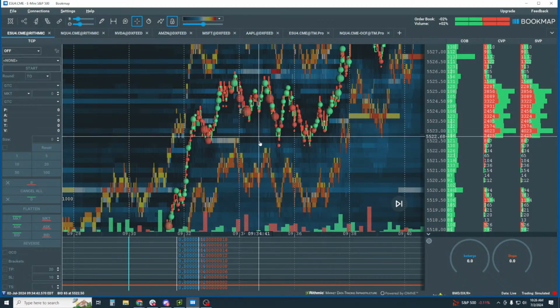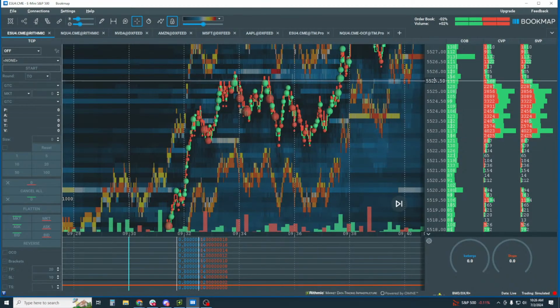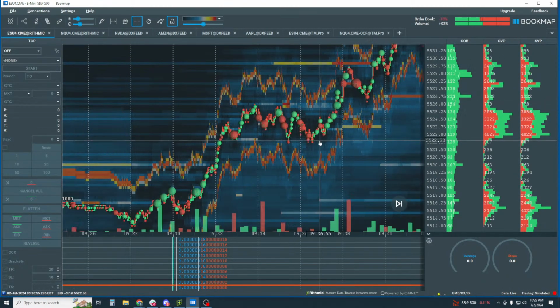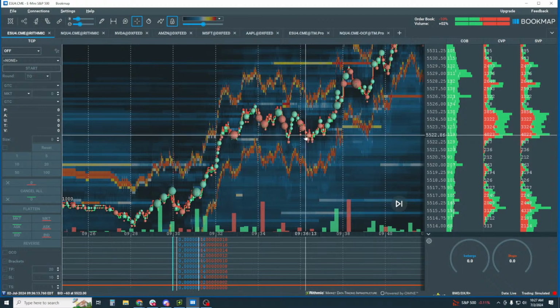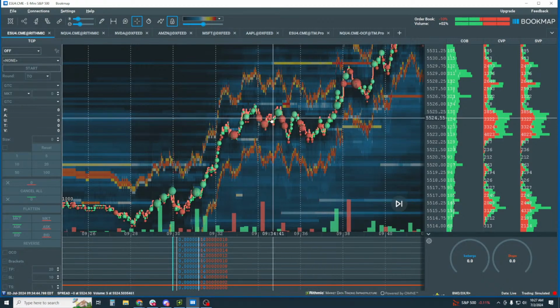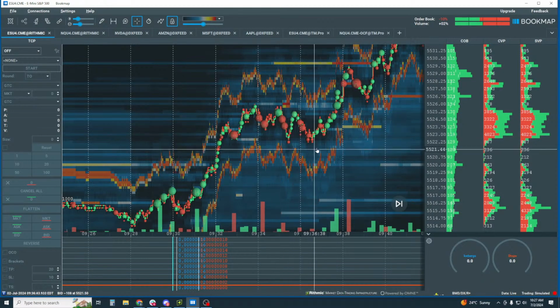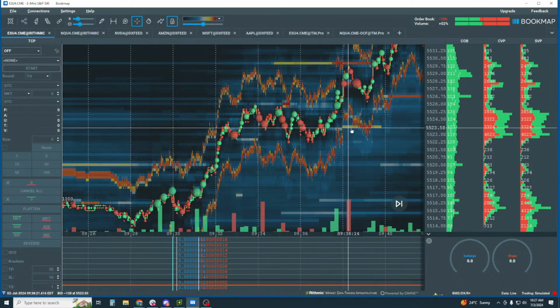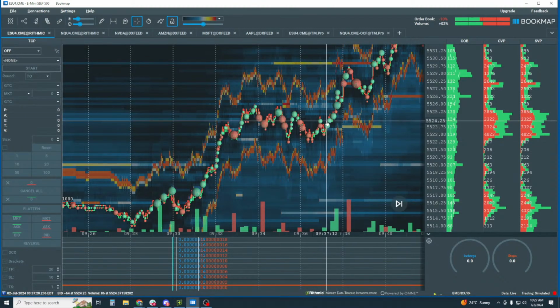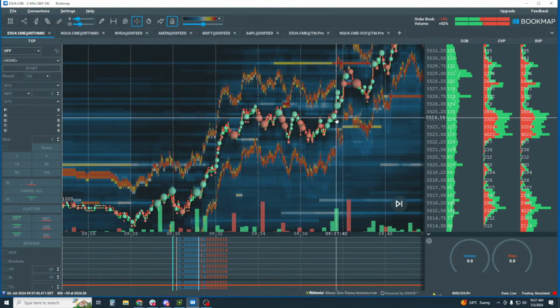Would love to see this. It doesn't quite meet all the criteria that we look for in this pattern, but there's a lot of it. We'd like to see high liquidity up underneath. We kind of see it here, and these buyers starting to come in here.